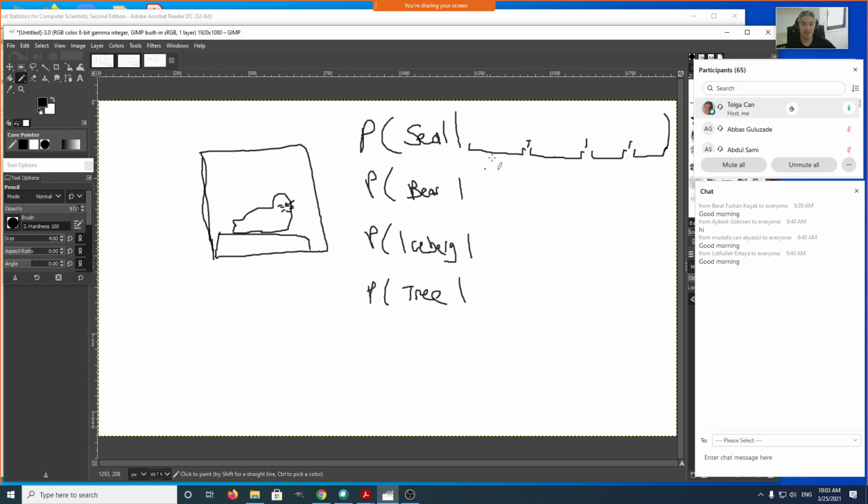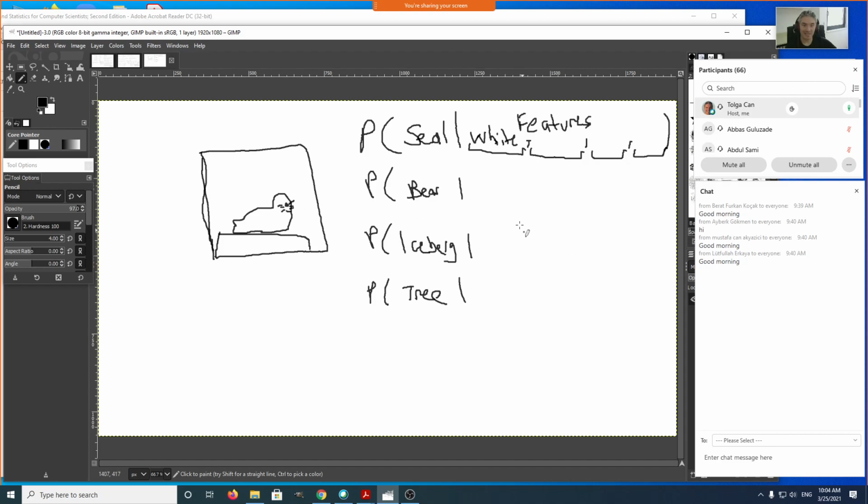For example, these are things that are really easy to compute, what we sometimes call features. Features like, for example, the color. Given that the color is white, what is the probability that it's a seal? What is the probability that it's a bear, a polar bear? So this is something given.